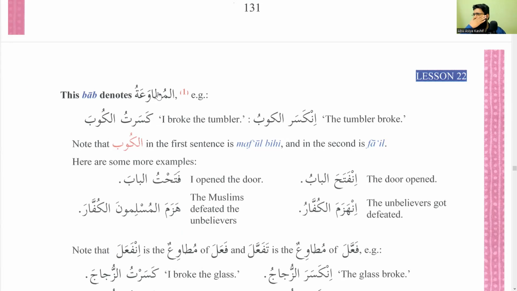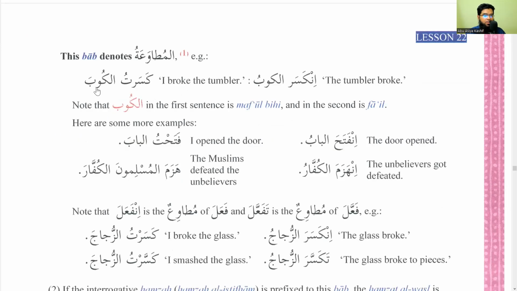Because the action is itself ascribed to the object, like the glass broke, the cup broke. So no need to add object to it. Form 7 is always lazim, not mutadi. Like kasartul kuba, I broke the tumbler. So you can use passive also. The tumbler was broken, but I just want to say the cup broke. So I'd use inkasaral kubu. So remember, no mafulun bihi in form 7.